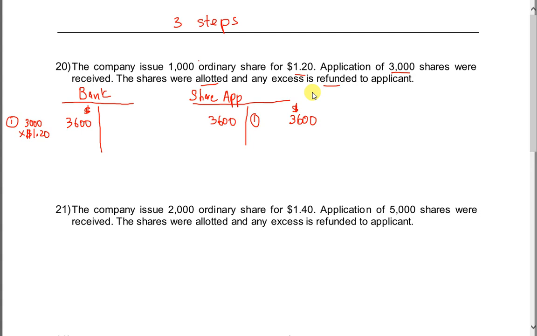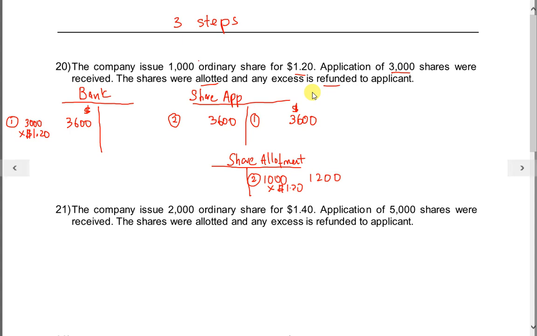On another date, so last week I received the applications, today I'm going to do the allotment. Debit 3,006 and credit share allotment. Only 1,000 will be allotted. 1,000 shares times $1.20, so only 1,002 will be allotted.